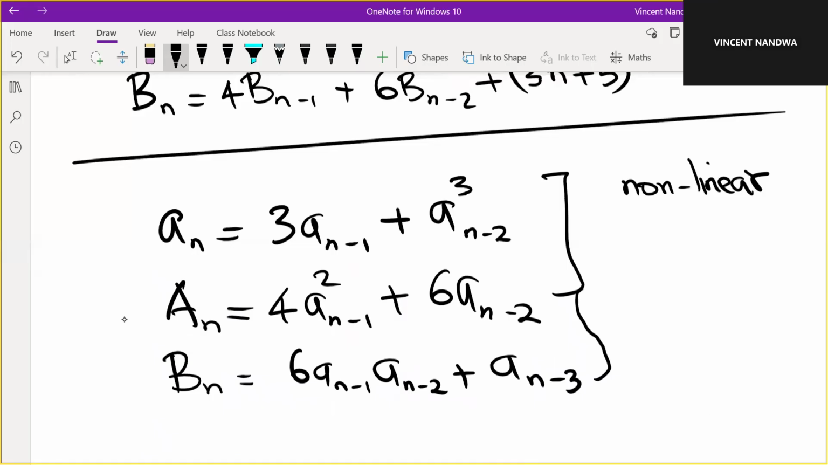So for linear, there will be no such product of a_i values, and all the a_i values will have a maximum power of 1. There is no a_i term raised to any other power apart from 1. So I hope now you should be able to classify in terms of nonlinear, non-homogeneous and homogeneous. Is that true? From those few examples?